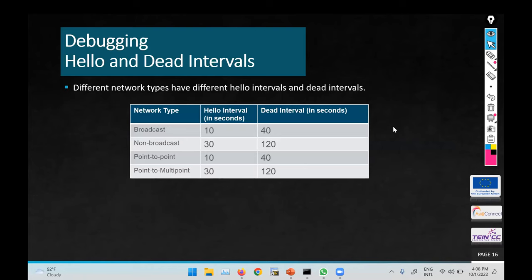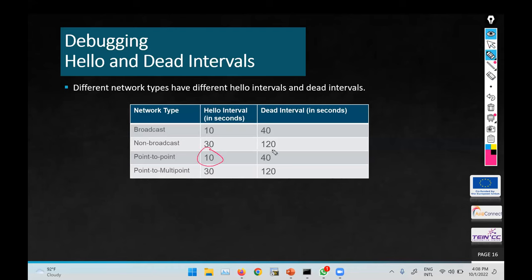And these are the default hello and dead intervals in routers. If you configure OSPF with network type broadcast, then the hello interval is 10 and the dead interval is 40. If it is non-broadcast network type, then the hello interval is 30 and the dead interval is 120. And for point-to-point, the hello is 10 and the dead interval is 40.